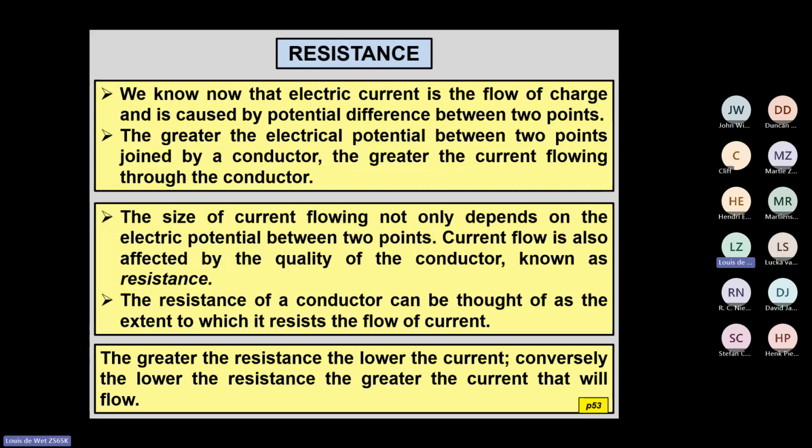So the greater the resistance, the lower the current. And conversely, the lower the resistance, the greater the current that will flow. So that applies for both scenarios.